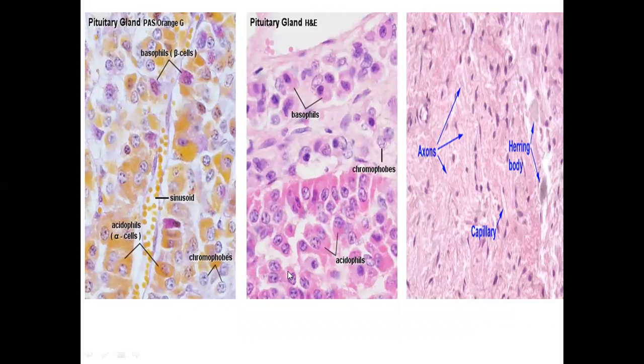These three are the magnified portions. The first two represent two different stains of the anterior pituitary pars distalis, and the third is a magnified part of the pars nervosa. In this magnification, the stain is periodic acid-Schiff with orange G. In this stain, the basophilic cells appear purple with a prominent nucleus, and between them there are orange colored cells, which are eosinophils.